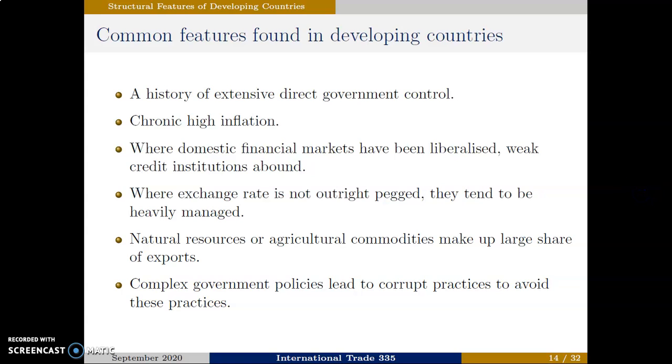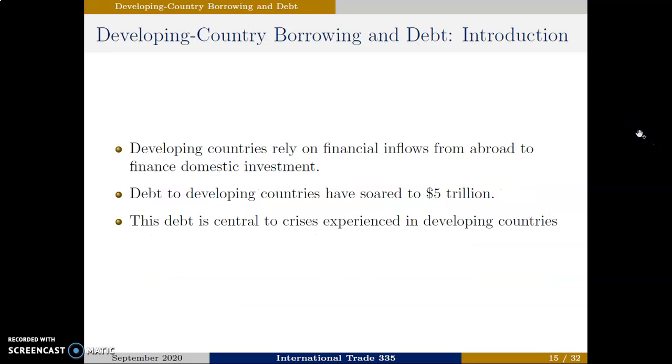In the previous video, we finished with some common features found in developing countries. We will now continue with developing countries' borrowing and debt patterns by first introducing it. The main feature of many of the crises faced by developing countries is their borrowing and debt patterns.